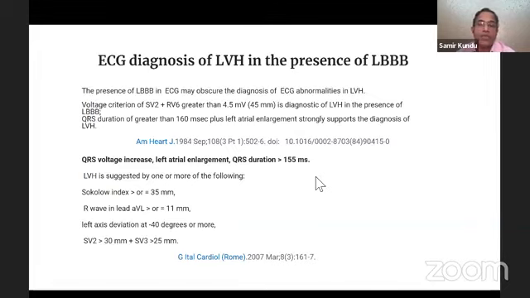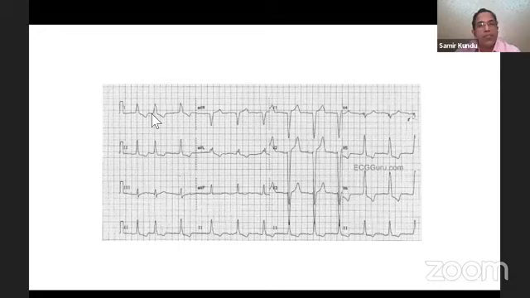suggestive of left ventricular hypertrophy in the presence of LBBB, such as this other study: S in V2 and R in V6 greater than 45 millimeters is diagnostic. But other criteria: Sokolow-Lyon index more than 35, R in aVL more than 11 millimeters, and a combination of S in V2 and V3 more than 55 millimeters, 30 millimeters and 20 millimeters. So this is the ECG of left bundle branch block.